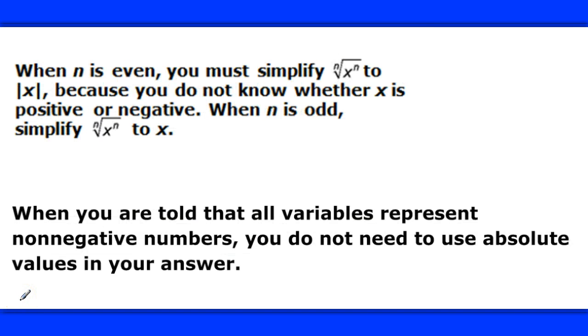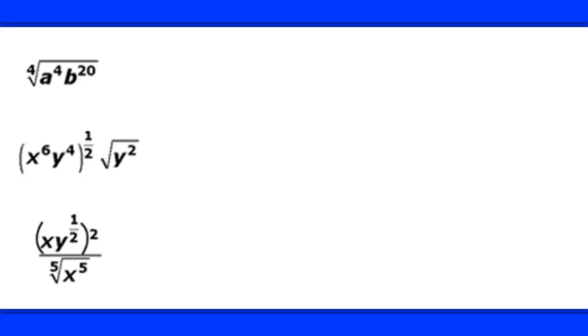This just summarizes it. It basically says when n is even, when you're taking an even root, then you have to use the absolute value. When you're taking an odd root, you don't have to use the absolute value. Or if the directions say all variables represent non-negative numbers, they're just taking that off the table right then. They're putting it out there saying to you, you don't have to worry about the absolute value. All right, let's try some of these.